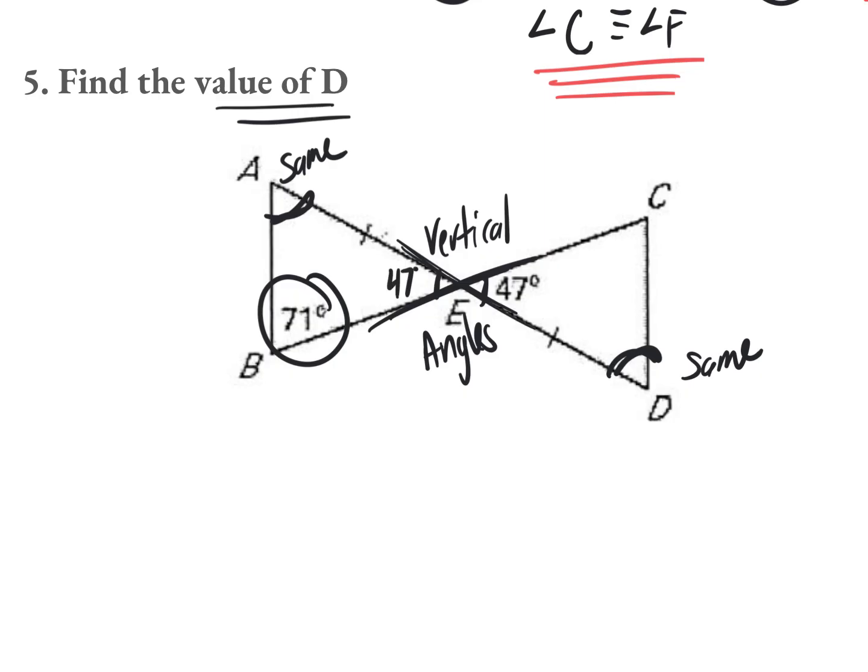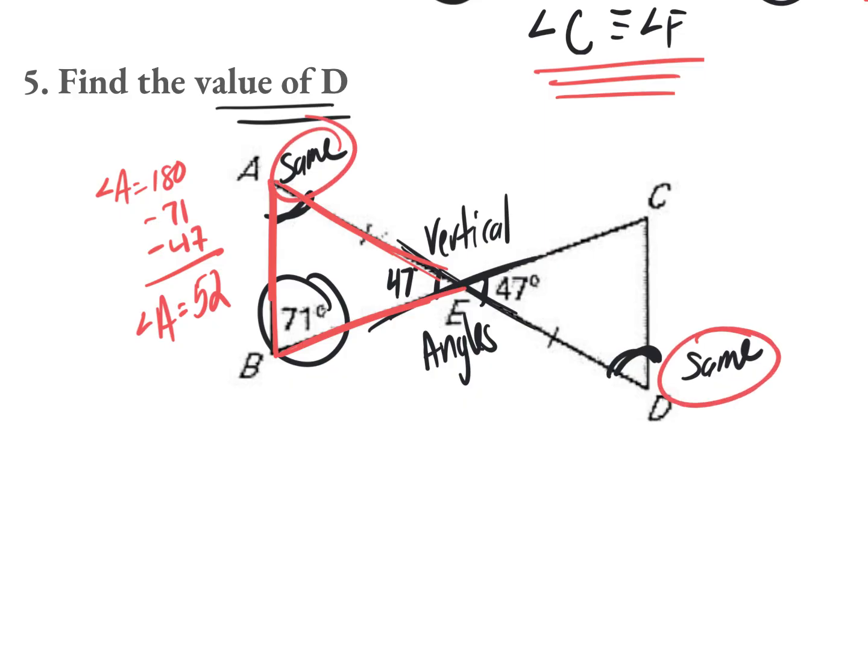So that's 47. And now all of a sudden, if you notice, I have 2 of the 3 angles in that triangle. So to get angle A, I do 180 minus the 71 minus the 47. And so when I do that, I'm pretty sure that's going to get me 52. Okay, so what that means is if A is that value, then D must also be that value, because we said at the beginning of the problem that they are the same. So we know that these 2 triangles must be the same. All right. Oh, actually, I think it's 62.